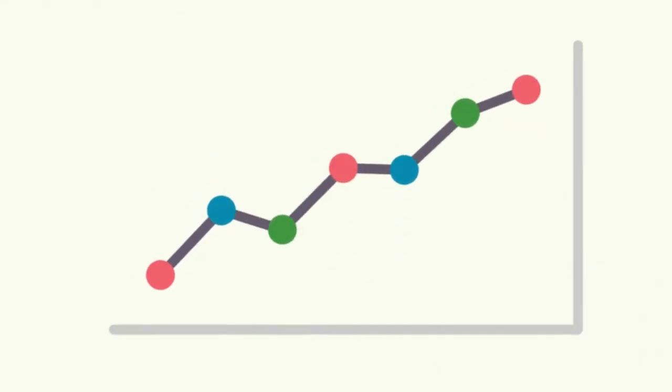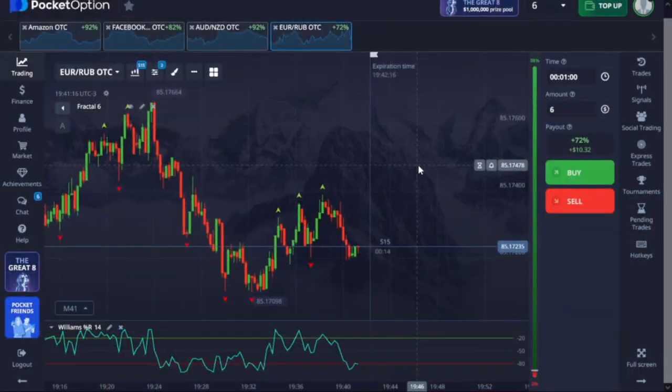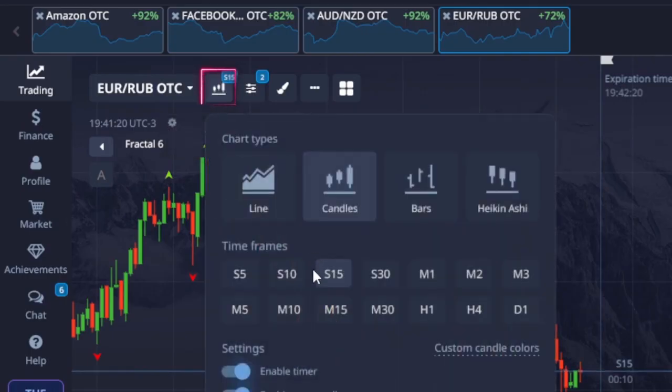In this case, I'm going to start with an amount of $6 with an expiration time of 1 minute. Time frame 1 minute for now. What does the strategy consist of? Well, I'm going to use two indicators.